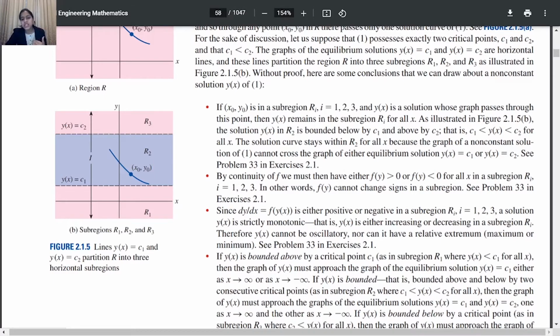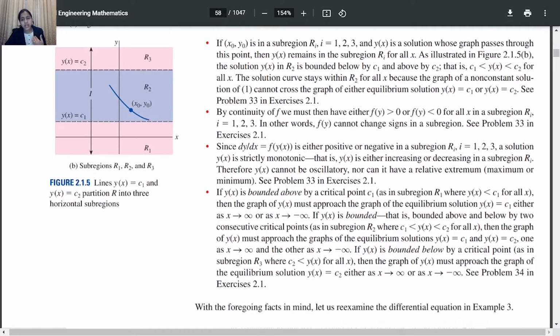So these are the things that we have to keep in mind, and with this we can view a few examples related to this concept of solution curves without actually determining the solution. The first thing was that the solution curve will never cross the equilibrium solution lines because we are considering a non-constant solution. The second thing, in any region the function will be either increasing or decreasing. It will not be oscillatory. The third one is that the function value f of y will either be greater than 0 or less than 0.